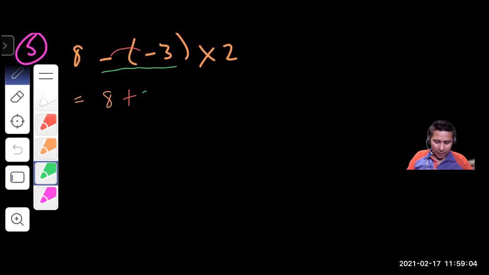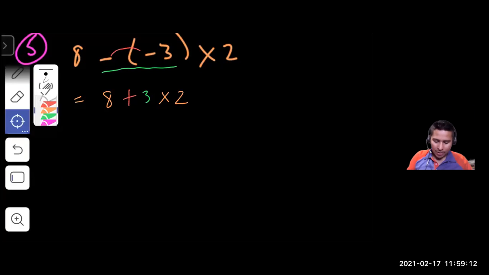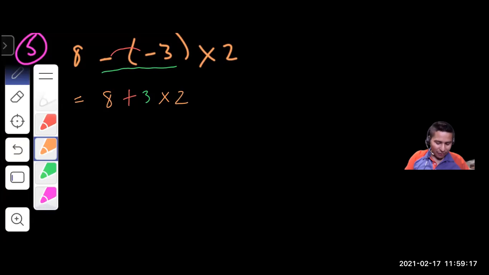Equals positive 3. And I only need to get down the leftover part, which is times 2. Okay, I just get this down. Take a look that I just got rid of the parentheses. And can you solve this? No, mister. That's a piece of cake.